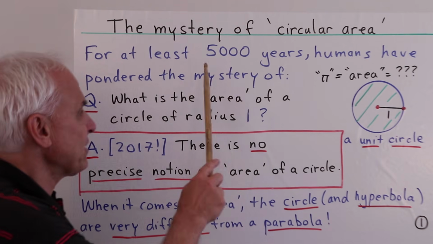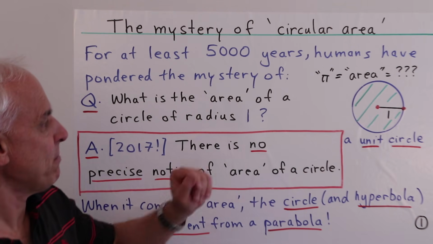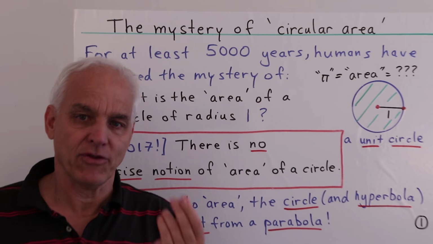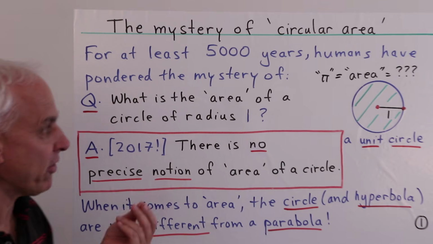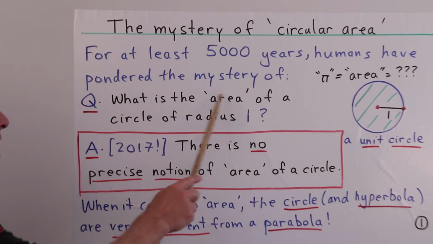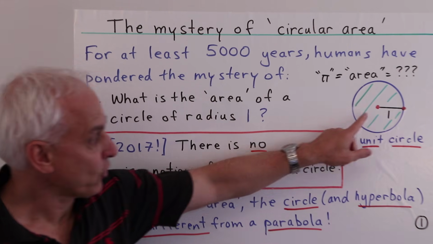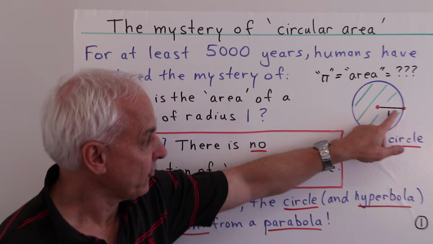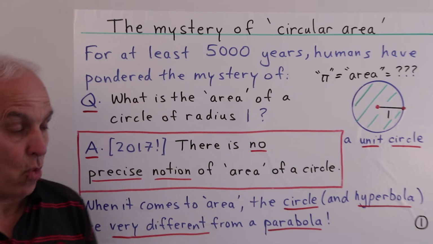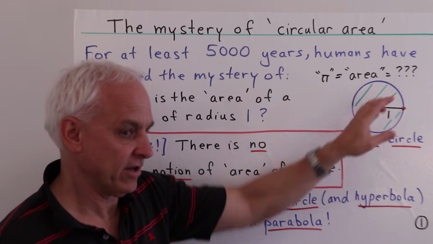Okay, so for at least 5,000 years, people have been struggling with the mystery of the circle and this determination of the area of a circle. Say the area of a circle of radius 1. So this is a question. What is the area of a circle of radius 1? Here's a circle, there's a center, there's a radius. We can assume we have some normalization. Got a ruler, that's 1 there. And we want to know how many squares of size 1 fit inside there.